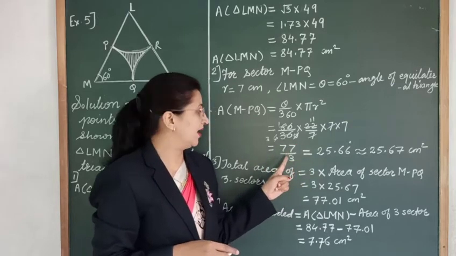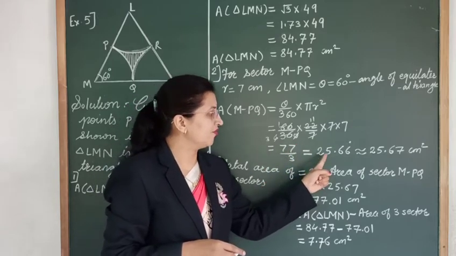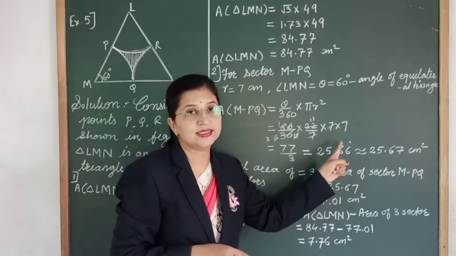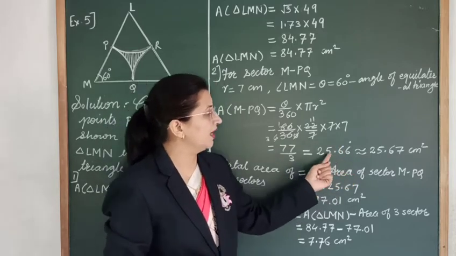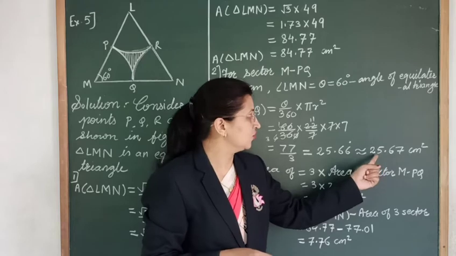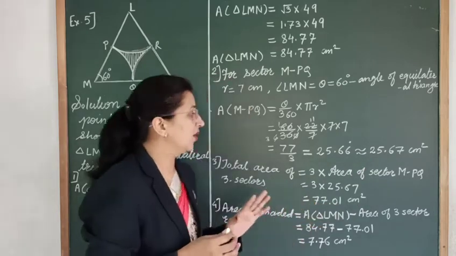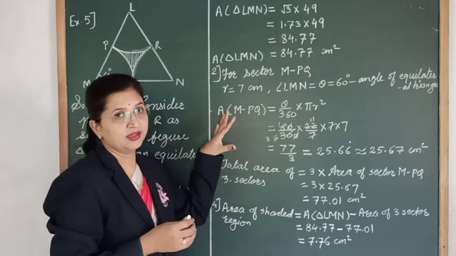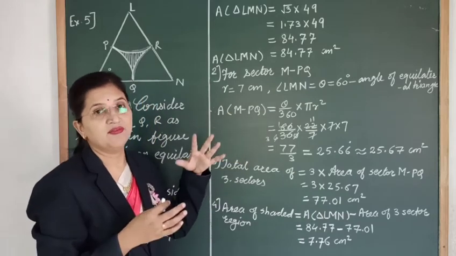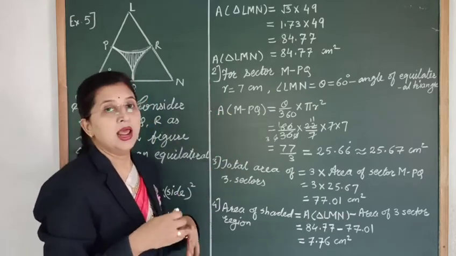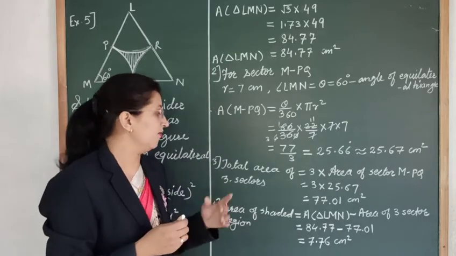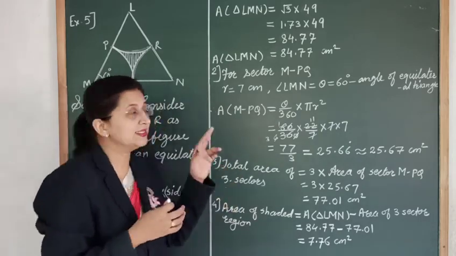So 77 divided by 3 gives 25.666, with 6 recurring, so we can write it up to 2 decimal places, that is 25.67 square centimeter. So we got the answer for the second question, the area of any one of these sectors. Now next, the total area of all these three sectors.